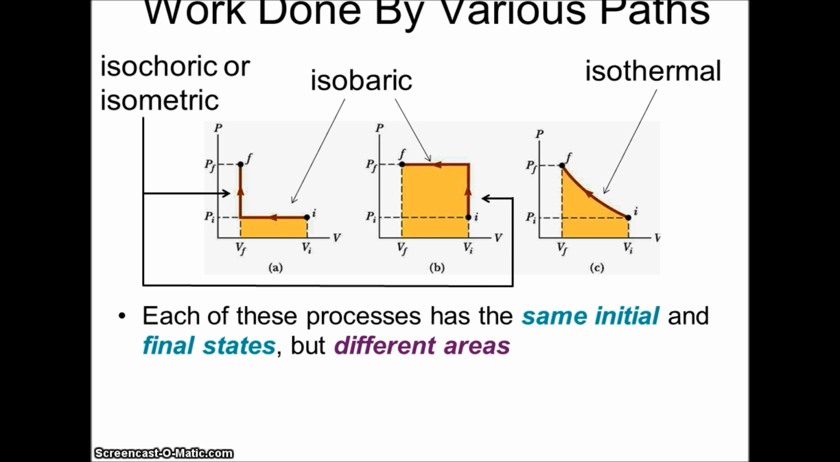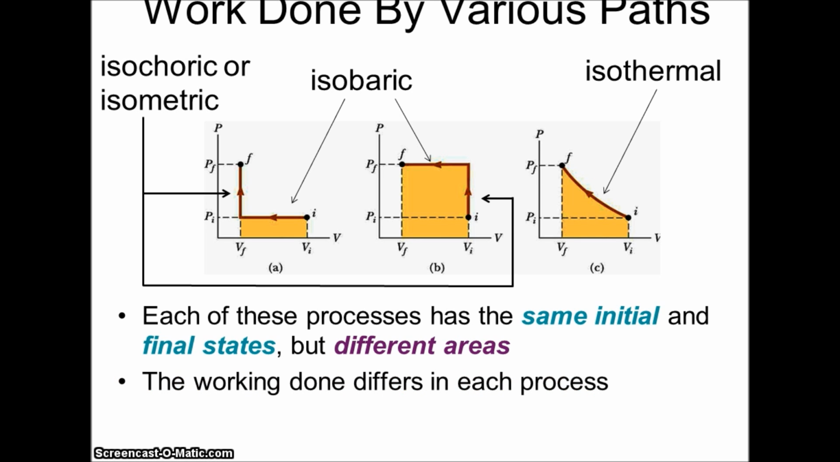The horizontal lines are called isobaric. That's because they are at a constant pressure. The inverse line you can see on the far right, that's the isothermal we already talked about. The vertical lines, where the volume is constant, is called isochoric. Sometimes it's called isometric. Sometimes it's called isovolumetric. The work done differs in each process. The work done depends upon the path.